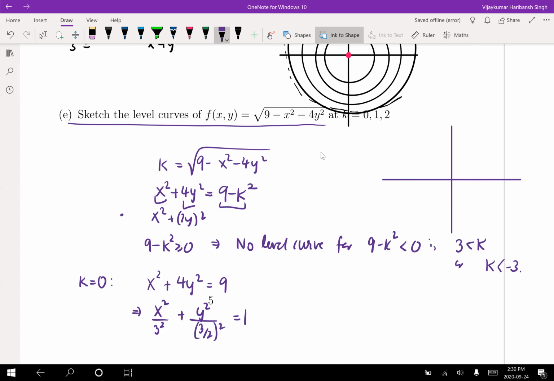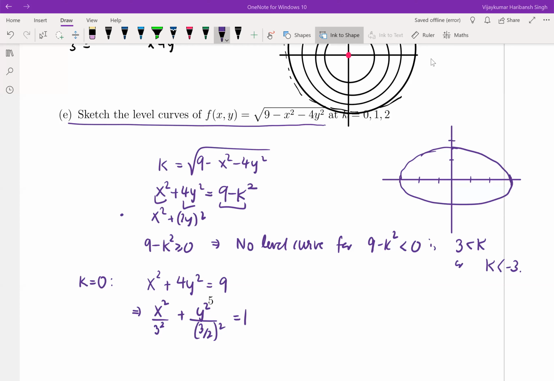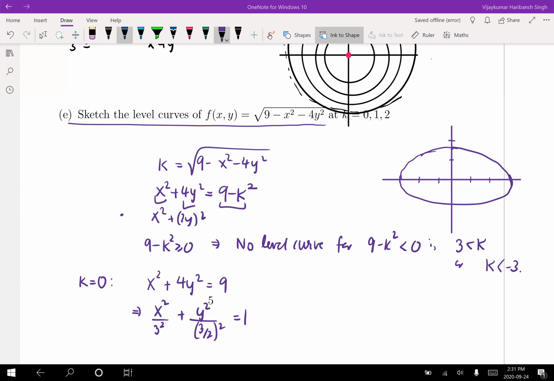So how does this ellipse look like? In x we have 9, so plus or minus 3. So 1, 2, 3, 1, 2, 3. So we get an ellipse. And what is the value of y? y is 1.5. So 1 is here, 2 is here, so 1.5 is somewhere here. So it corresponds to an ellipse. So we get an ellipse for k equals to 0. This is your level curve for k equals to 0.